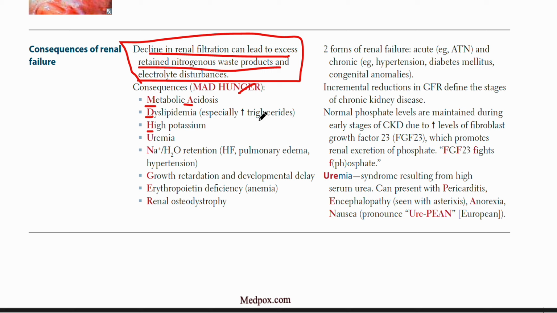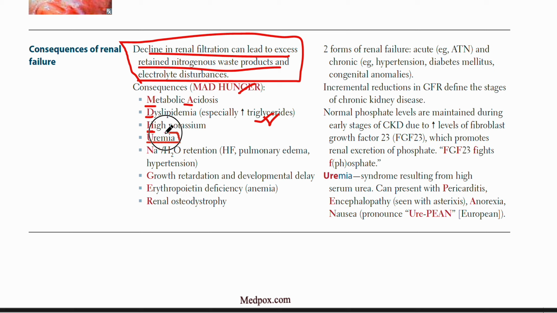Dyslipidemia occurs because there is an increase in protein loss like albumin. Proteinuria is there, and to compensate for that, the body will try to form ApoB100 protein, and that is gamma globulin, and also gamma globulinuria occurs, right? So that is lipoprotein that will lead to an increase in triglycerides. That is why dyslipidemia is there. High potassium because potassium excretion is disrupted.